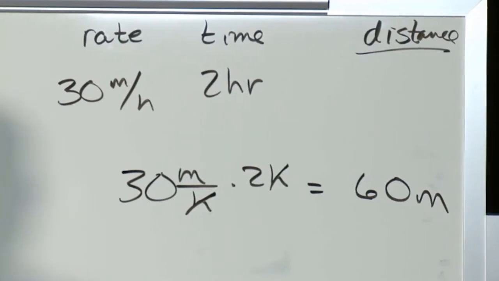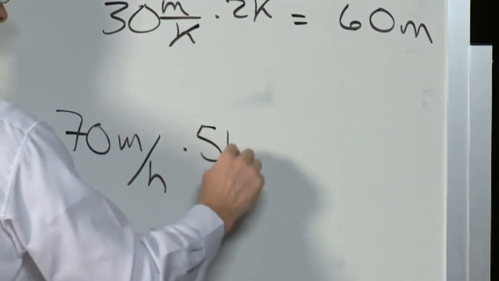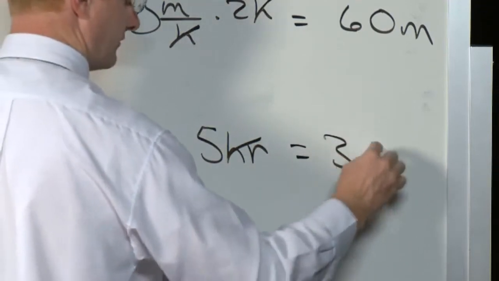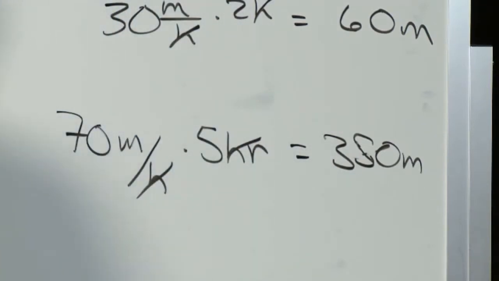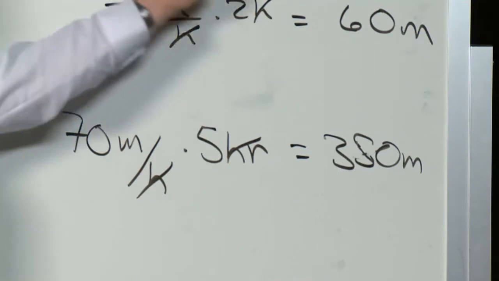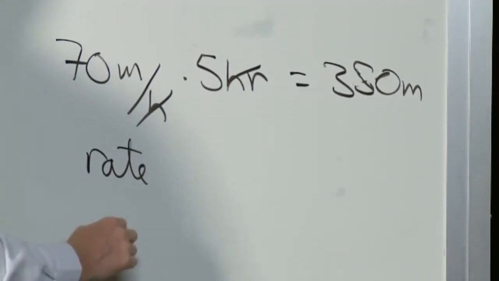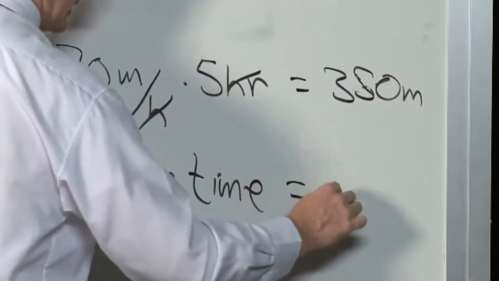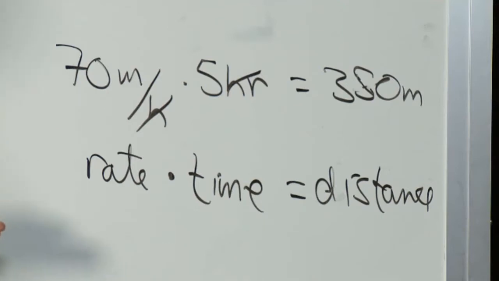Now if we did it again, say you were traveling 70 miles per hour, and you did that for 5 hours. You're like, oh, we times them again. 70 miles per hour times 5 hours, 350 miles. Notice we're doing this exact same pattern all the time. So no matter what number is given here, we have the rate, and we always times it by the time, and that will always equal the distance. You just made up a formula.